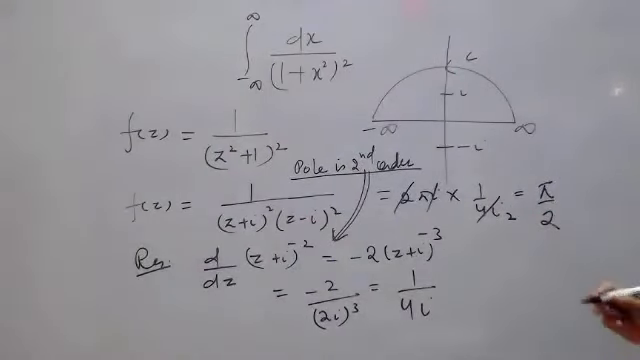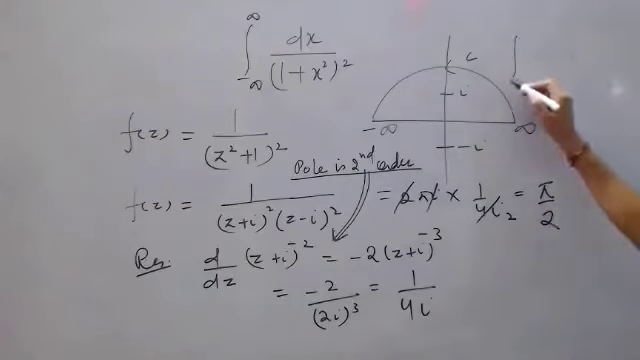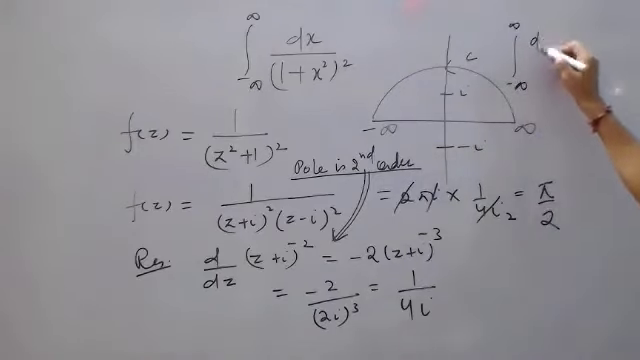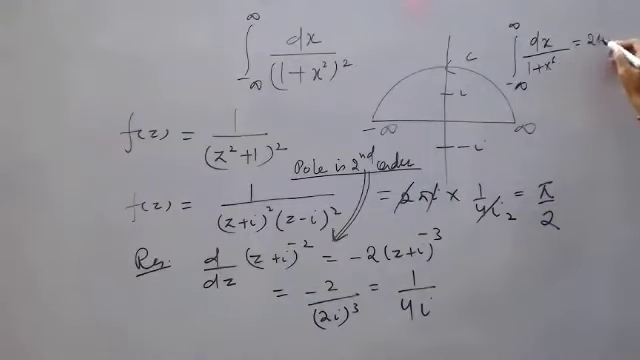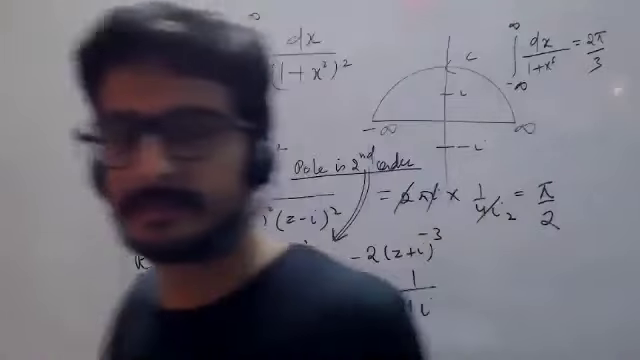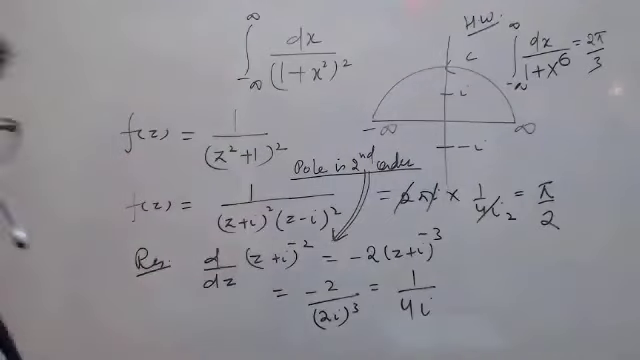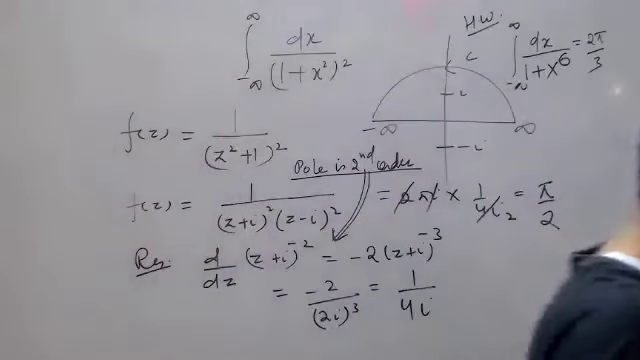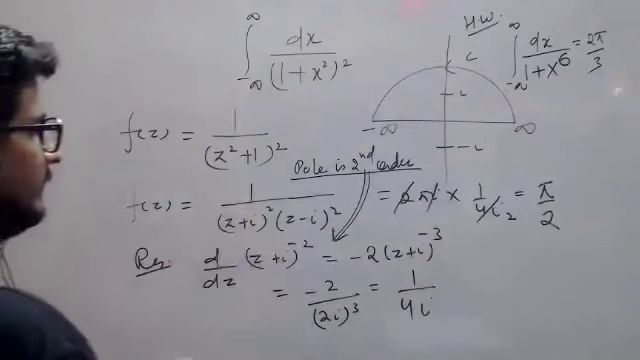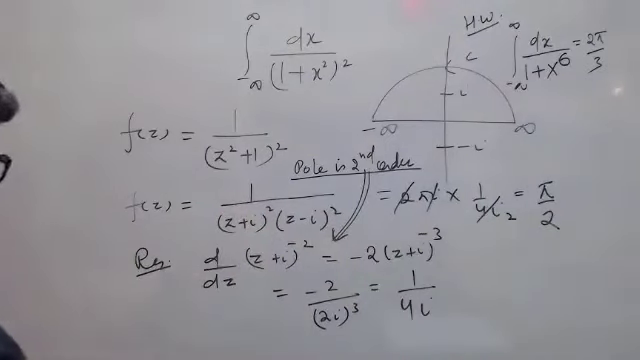Now this is homework. Integral from minus infinity to plus infinity dx upon 1 plus x to the power 6, and the answer is 2 pi by 3. This is homework. इसमें कोई doubt? Can I erase this? Yes, sir.